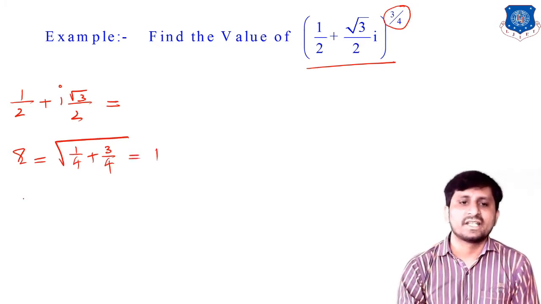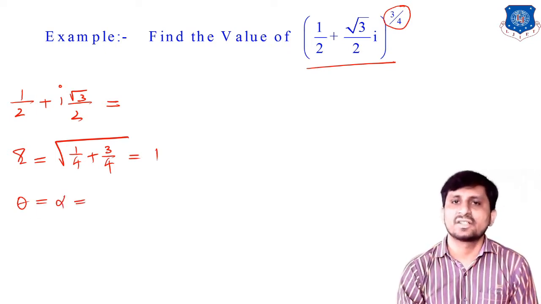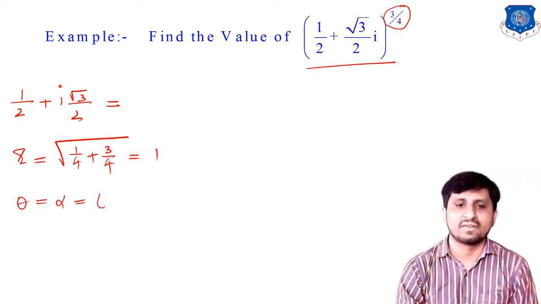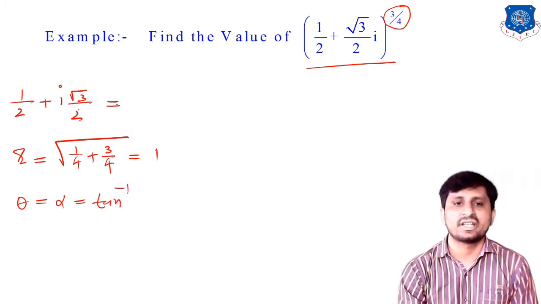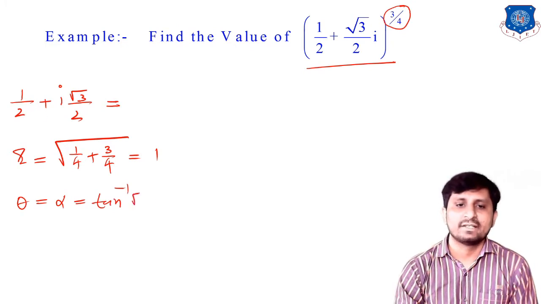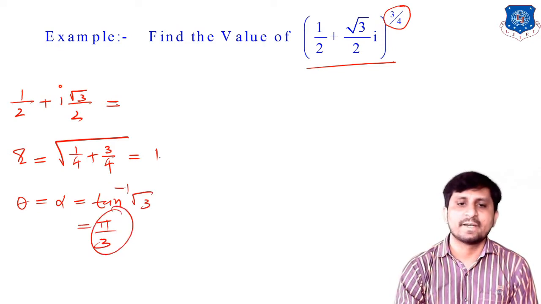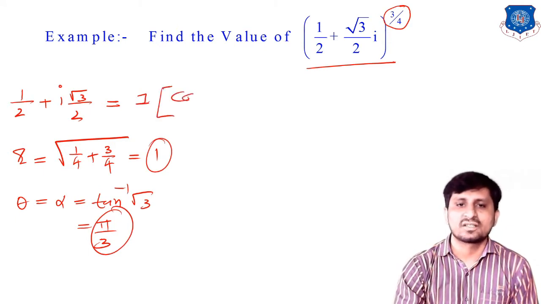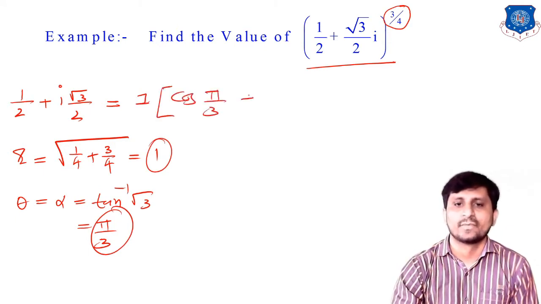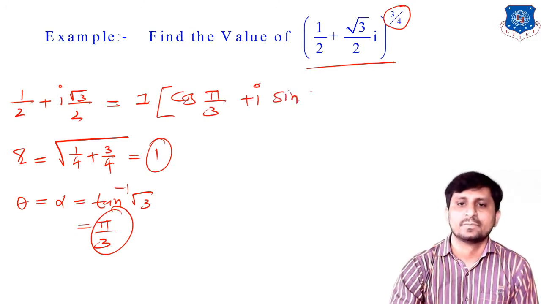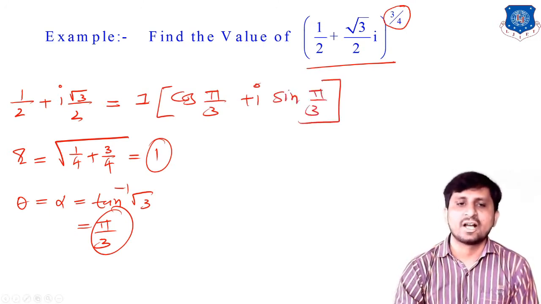And what is theta? Theta is alpha, because this complex number is in the first quadrant, x and y both are positive. And what is alpha? Tan inverse of mod y by x, so that is tan inverse of (√3/2)/(1/2), so tan inverse √3, and tan inverse √3 is pi by 3. So theta is pi by 3 and r is 1. So I can write 1 into cos pi by 3 + i sin pi by 3, and now add 2k pi.